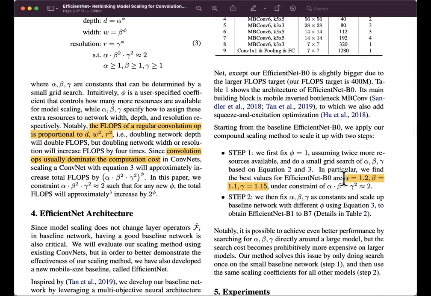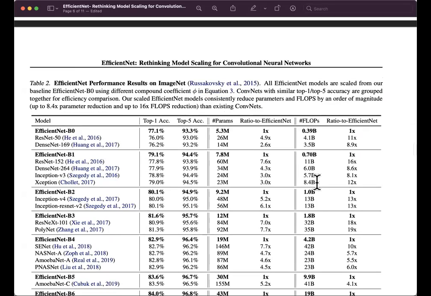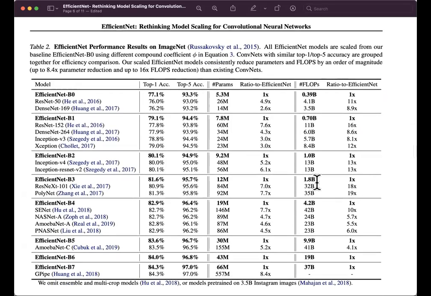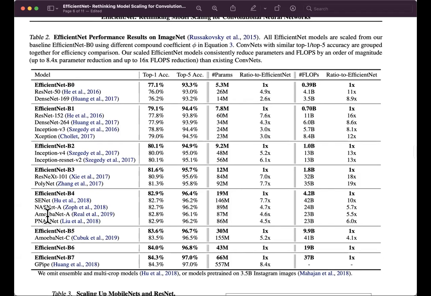And then they use some grid search and they found alpha to be 1.2, beta to be 1.1, and gamma to be 1.15 to be best. And the scale goes here. So here's the main result comparing EfficientNet with other popular networks in 2019, and similar accuracies are grouped together.